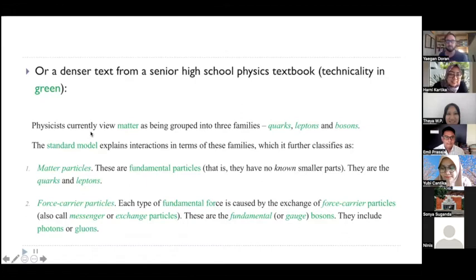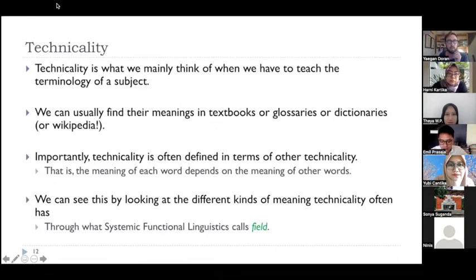Importantly for us, when students are learning physics in English or in Bahasa Indonesia or in, I don't know, Mandarin Chinese or say Bahasa Sunda or whatever, they'll come across texts that are highly dense with this type of technical terminology. So what we want to do is understand how we can understand the meanings of these terms and help unpack them for students.